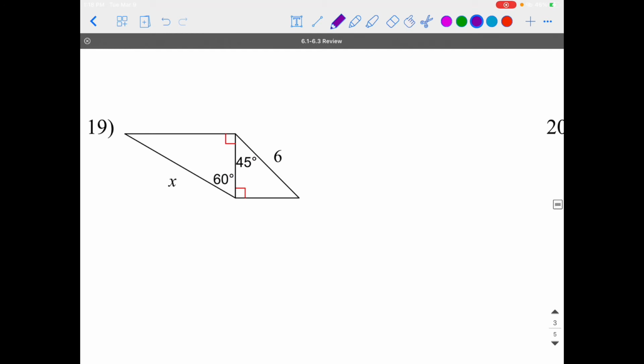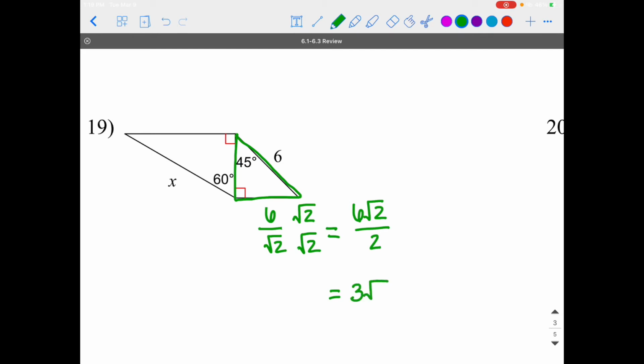we have a hypotenuse of 6 on this 45, 45, 90. So the leg is 6 divided by square root of 2. But remember, we have to rationalize to get 6 square root of 2 over 2, which is 3 square root of 2. Now that becomes the short leg of my 30, 60, 90. So to get the hypotenuse, I multiply by 2. 6 square root of 2.